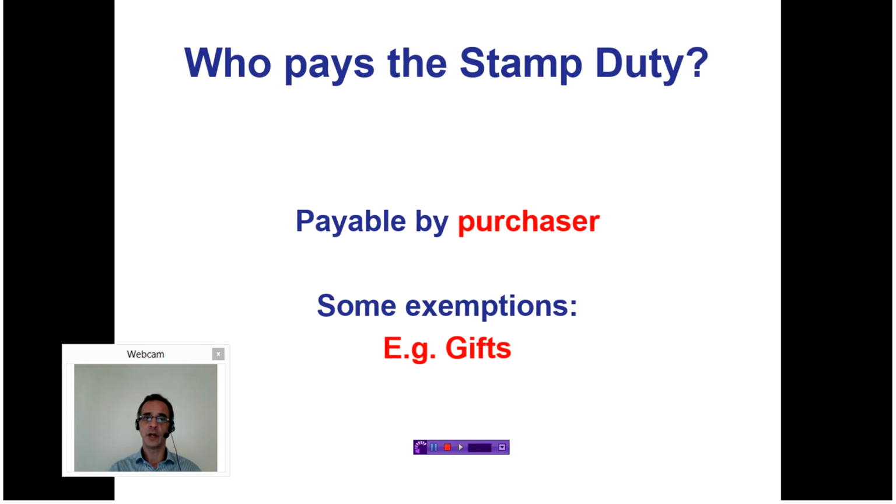Now, who pays the stamp duty? It's usually the purchaser that pays the stamp duty. So the person receiving the shares is charged the 0.5% rate. There are some exemptions: gifts, for example, and also transactions connected with divorce. They're exempt from stamp duty completely.